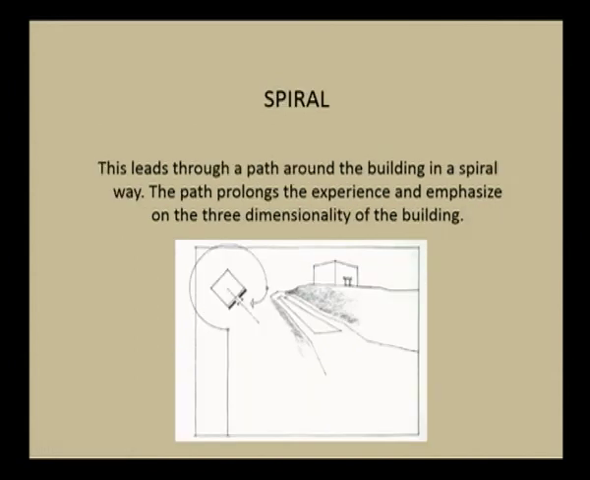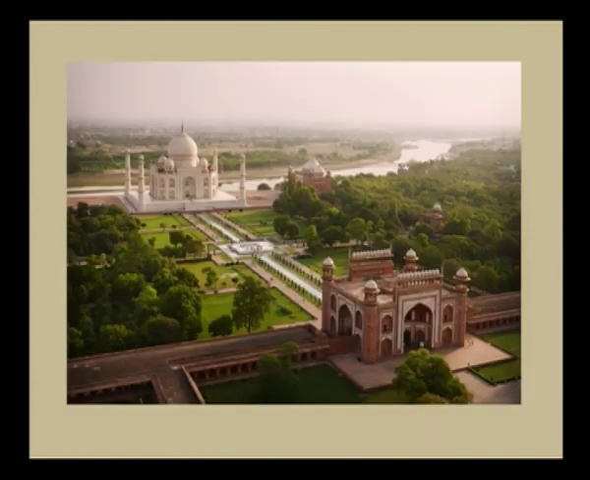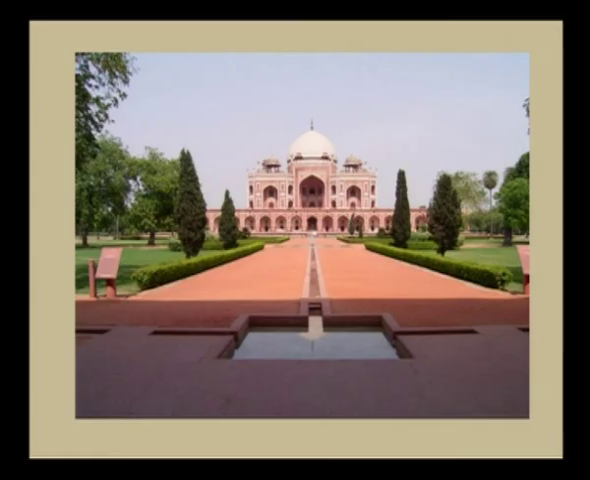The approach can be spiral also, which leads through a path around the building in a spiral way. The path prolongs the experience and emphasizes the three-dimensionality of the building. Now we will see actual building examples of these varieties of approach. The very famous example where you have a straight frontal approach to the main building. You have many other examples in India itself. In this case, this is Humayun's tomb in Delhi.